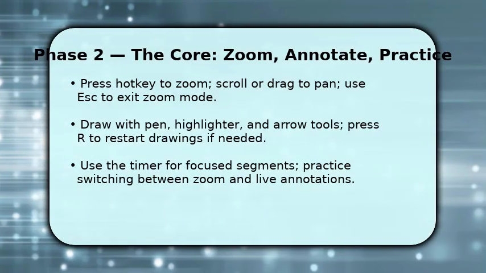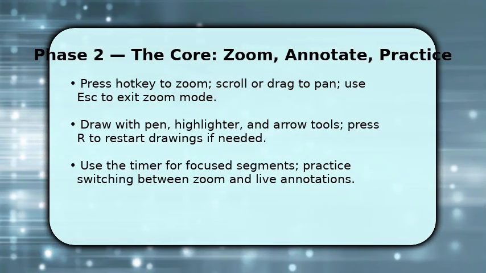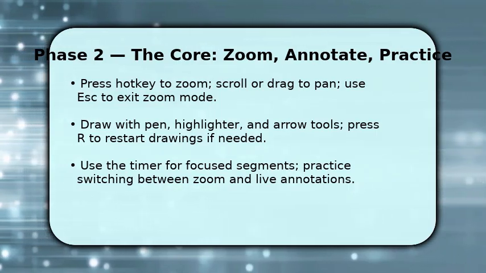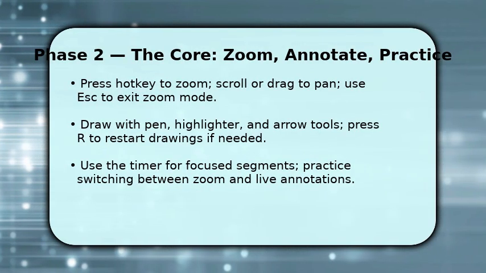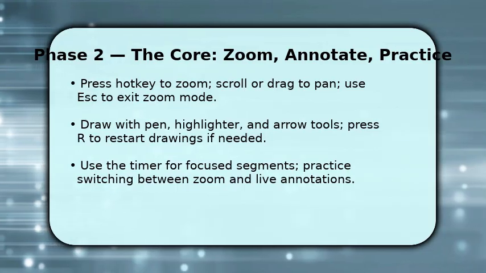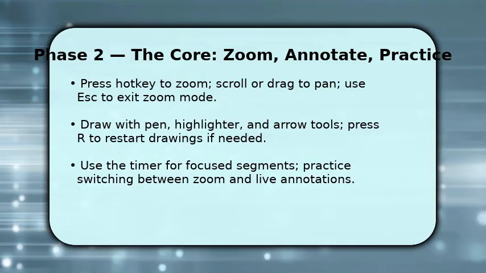You press the hotkey to zoom into a region, then use mouse wheel or drag to position content. This lets viewers focus on a detail. While zoomed, you can annotate. Select pen or highlighter, draw arrows, underline, or circle. Press R to redraw if you need a clean slate.